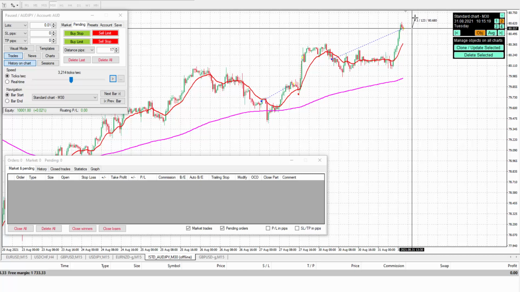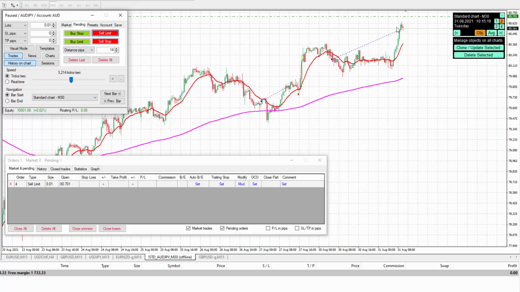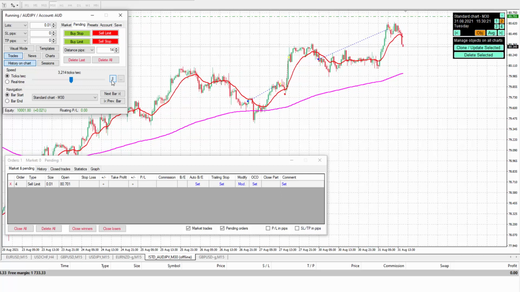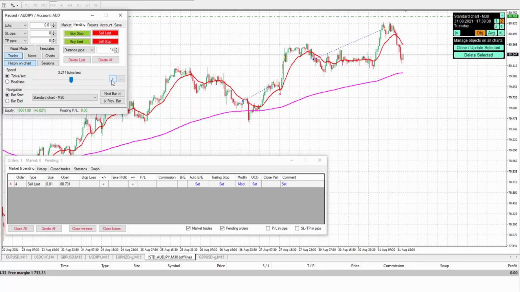So let's say we want to enter a sell order at 14 pips away. So I'll set up the distance at 14 pips and I'll create a sell limit order. So it's a pending order. If the price touches this point, it will sell. Let's see what happens. Okay, this time didn't work, the price just fell down.